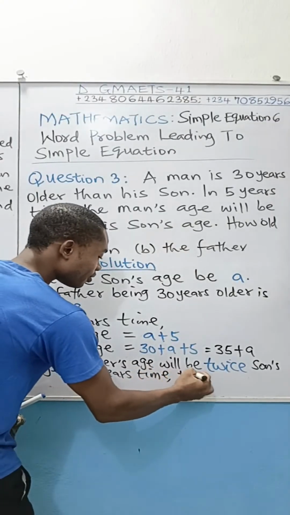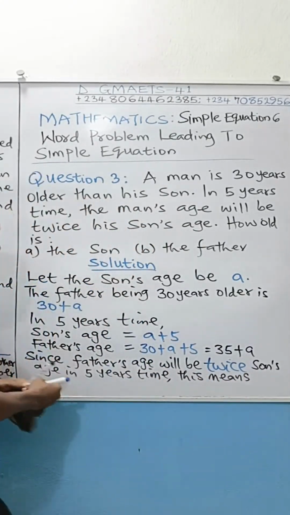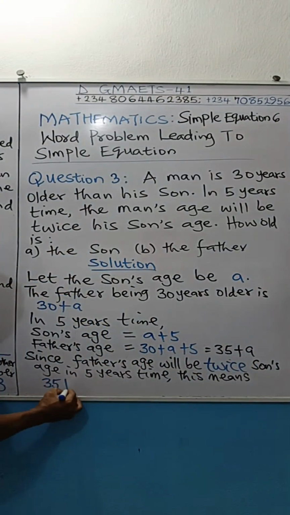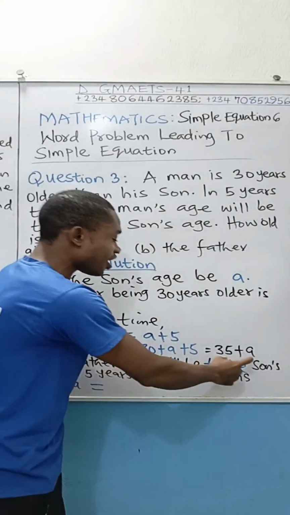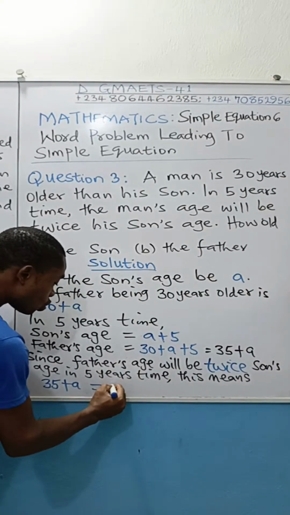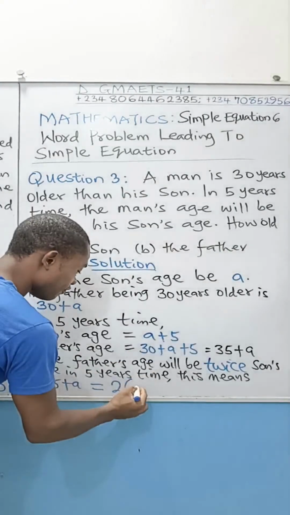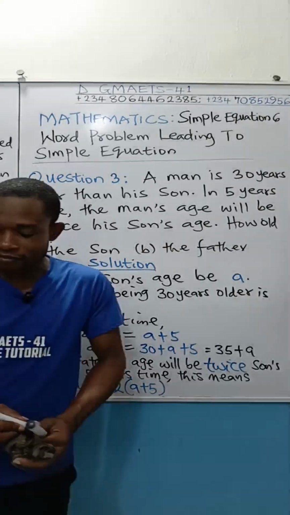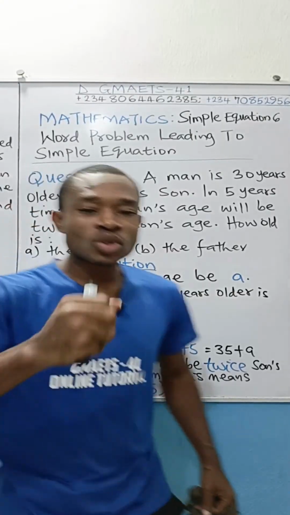This means we now want to write it in mathematics. We want to form the equation now. 35 plus A, which is the age of the father in 5 years' time, will now be equal to, because in that 5 years' time, we are told that the father's age will now become twice, that is 2 times the son's age. So twice is 2, open brackets, that bracket is times the son's age in 5 years. And the son's age in 5 years' time is A plus 5. This is good. We have been able to interpret this question.